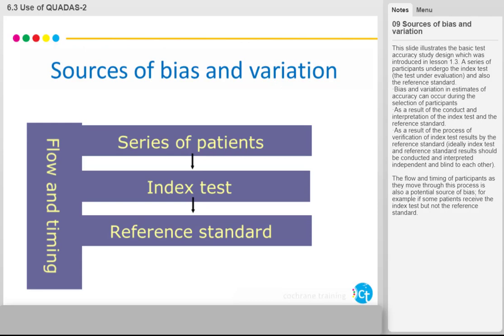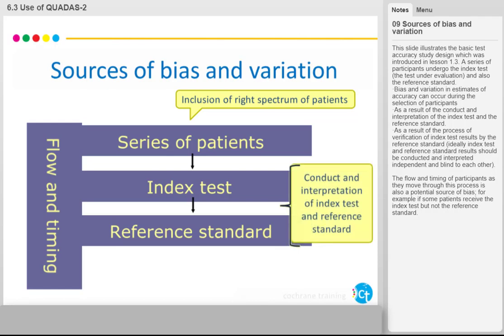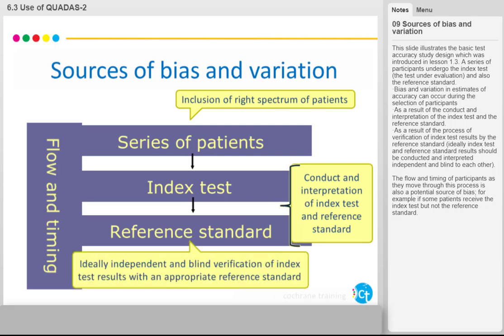This slide illustrates the basic test accuracy study design which was introduced in lesson 1.3. A series of participants undergo the index test, which is the test under evaluation, and also the reference standard. Bias and variation in estimates of accuracy can occur during the selection of participants, as a result of the conduct and interpretation of the index test and the reference standard, and as a result of the process of verification of index test results by the reference standard.